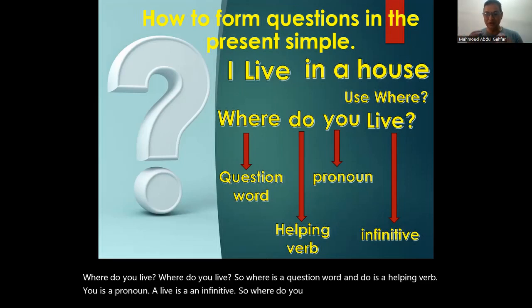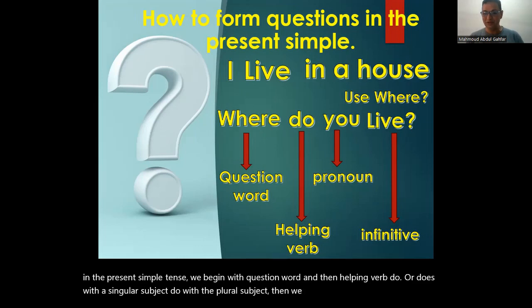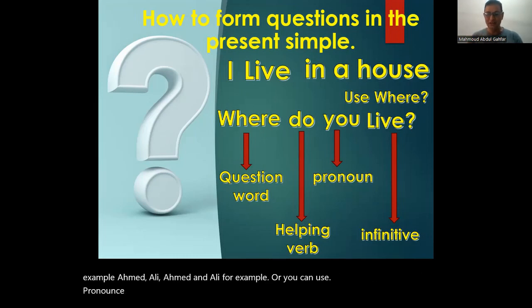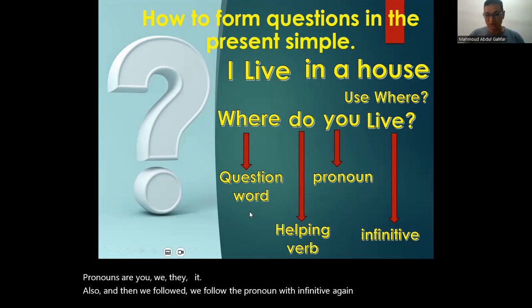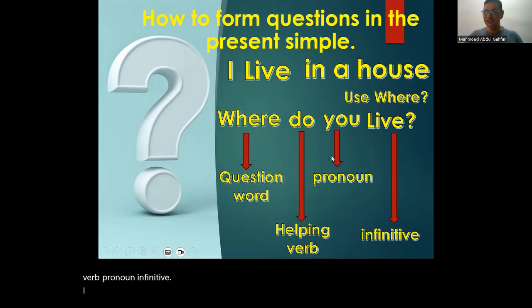So in order to form a question in the present simple tense, we begin with the question word and then the helping verb do or does: does with the singular subject, do with the plural subject. Then we use the subjects, for example, Ahmed, Ali, Ahmed and Ali, or you can use the pronouns I, you, we, they, he, she, it. And then we follow the pronoun with the infinitive. Again, the question word, helping verb, pronoun, infinitive. I live in a house. Where do you live? I live in a house.